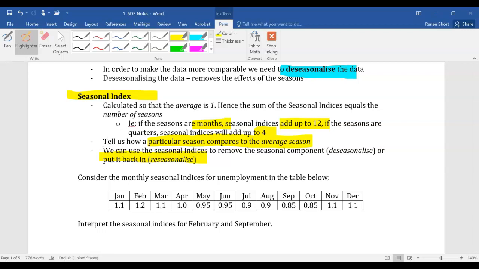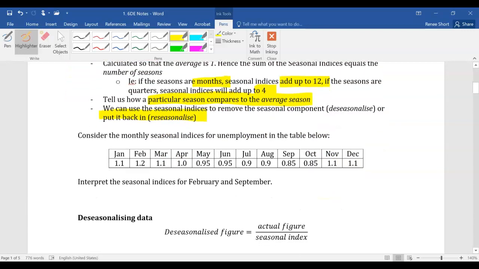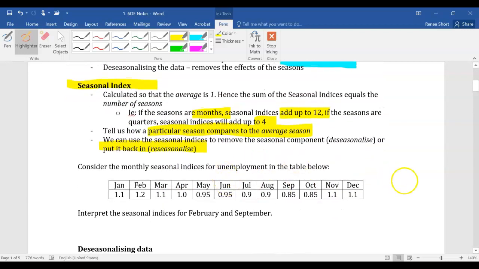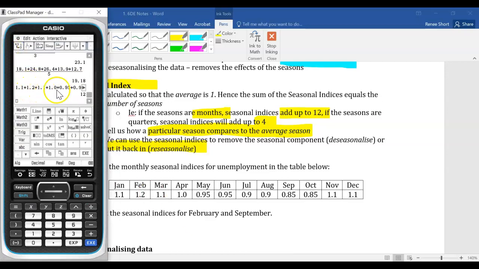So if we look at this situation here, these are an estimation of some seasonal indices for unemployment throughout the space of a year. And so we've got here that for January it's 1.1, February it's 1.2, etc. Now, if we look at all of those indices there, we can check to see if they all add up to 12 since we've got 12 months. So I've put them all in my calculator here, just added all the numbers together, and you can see that they add up to 12. So that means that yes, I've averaged out those indices correctly.